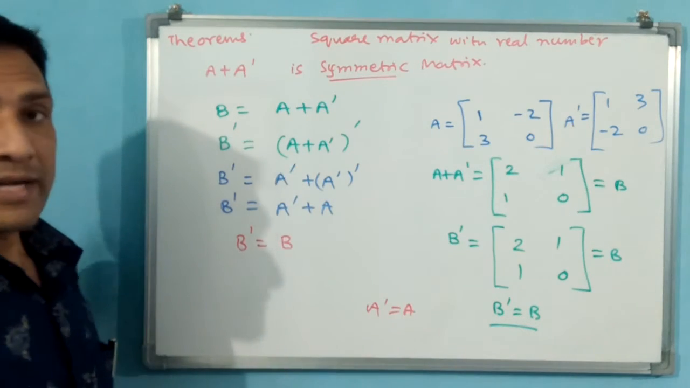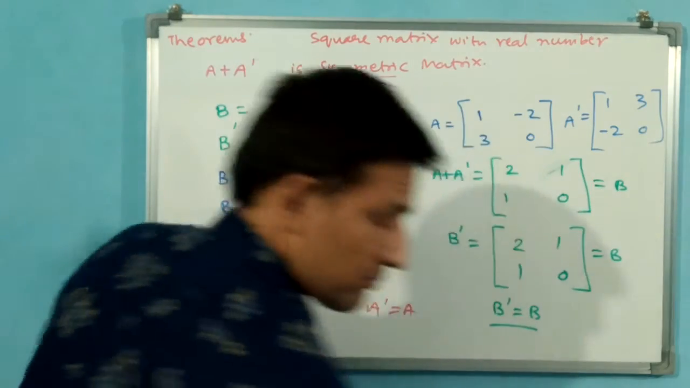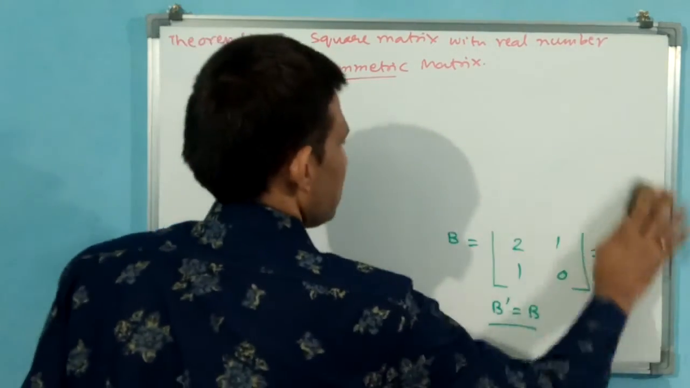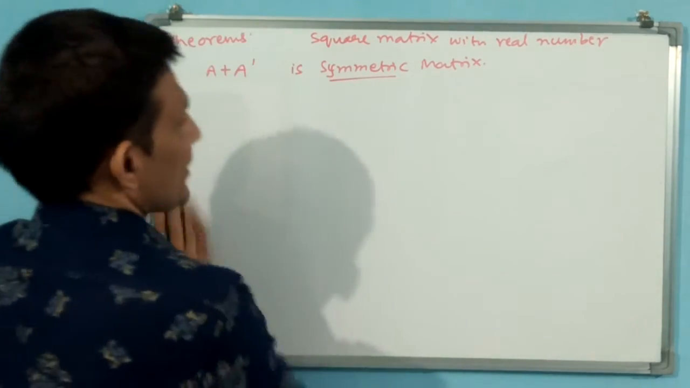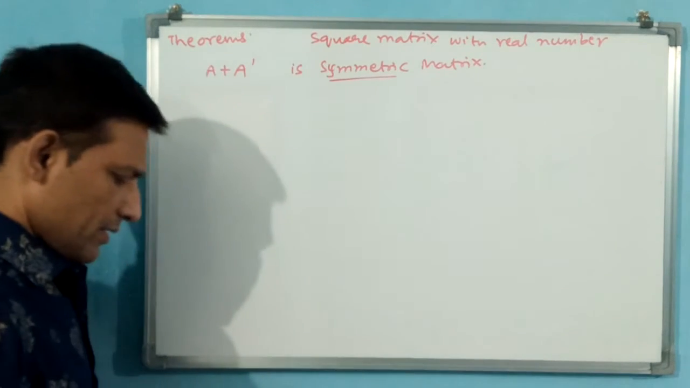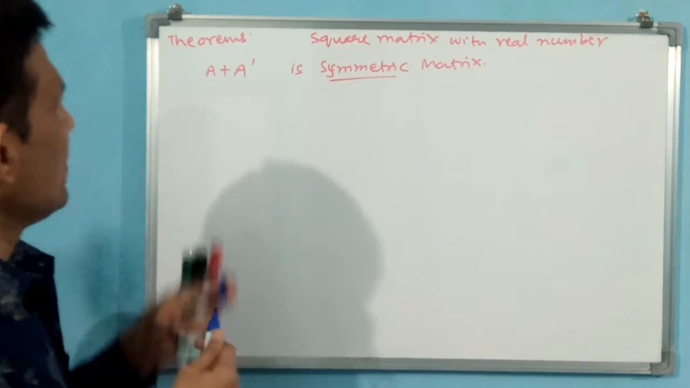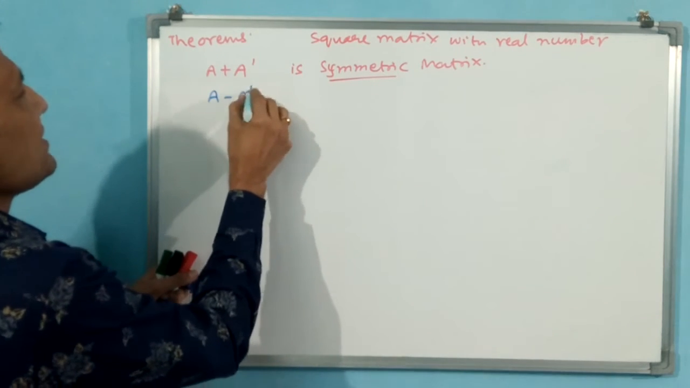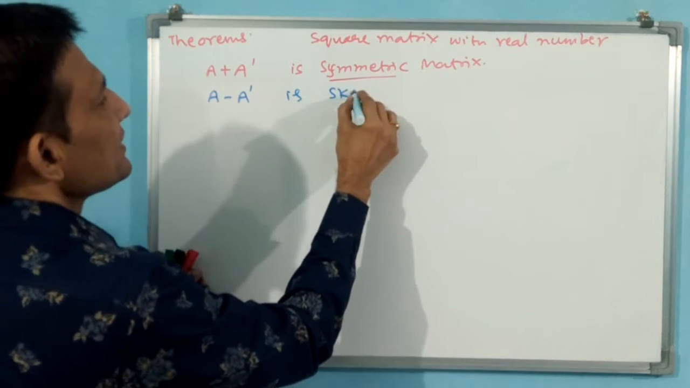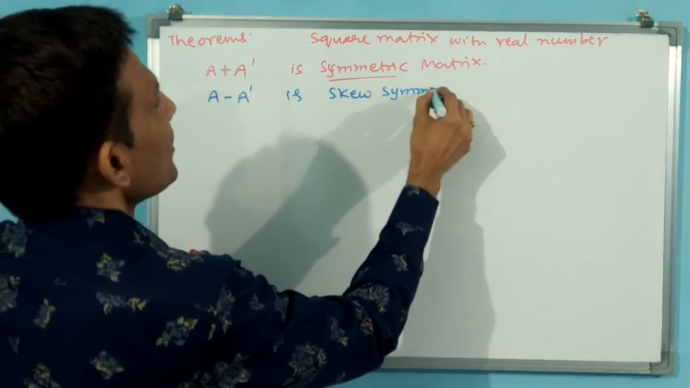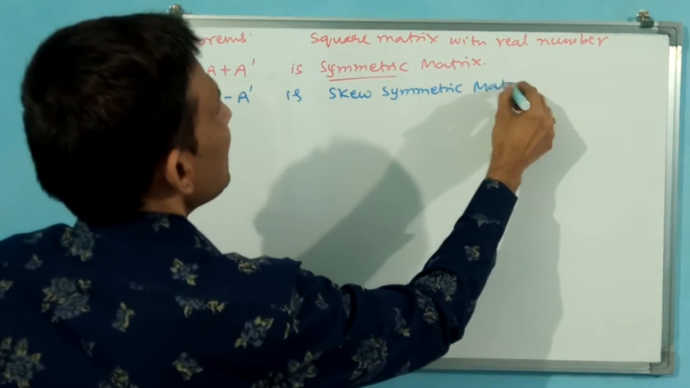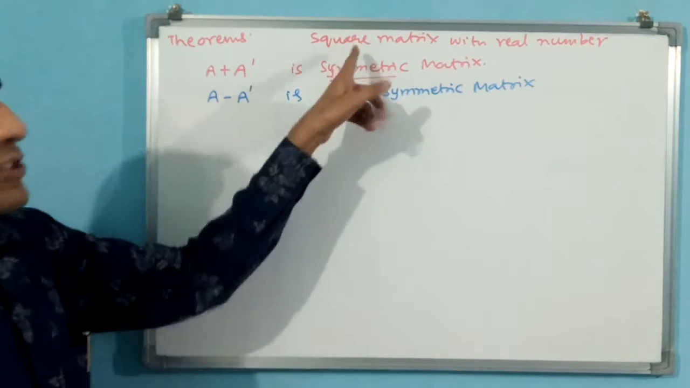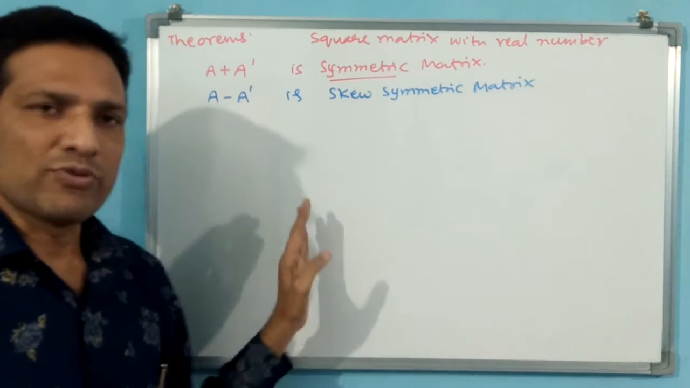Okay. Now let us see the second property. Second theorem. Same theorem, second part. Now A plus A transpose is a symmetric matrix. Likewise, A minus A transpose is a skew symmetric matrix. This has the same conditions. It should be a square matrix with real numbers only that you have to take.